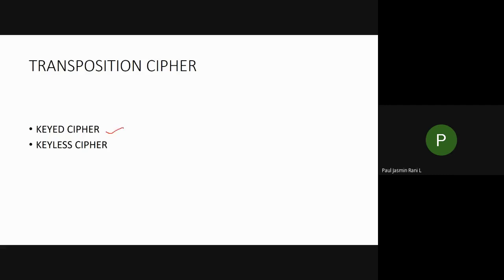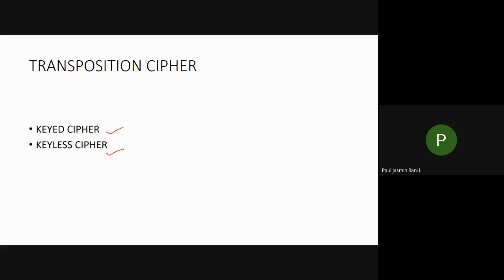Keyed cipher means along with your plain text you will have a key. So with the help of your key and plain text you can do an encryption. After doing your encryption you will get your cipher text. Then from the cipher text you have to do a decryption in order to get your plain text. Similarly, next one is keyless. Keyless means you will have only the plain text. Using the plain text alone you have to find out the cipher text.